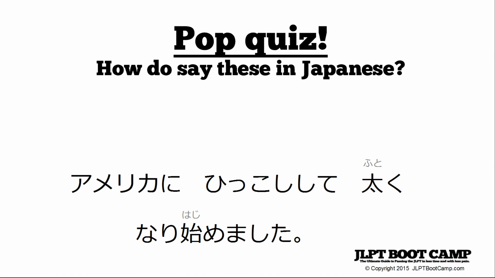So America is America. Ni is to, moving towards a place. Hikoshi is to move. Shite is, hikoshi is a suru verb, so we need shite here. So I moved to America, and futoku, futoi is fat. So we can use i adjectives with naru to mean become a certain adjective. When we do that, we need to change it into the ku form. So futoku naru is to become fat. Of course, the masu stem of that is nari. When we add that to hajimemashita, so begin to get fat.